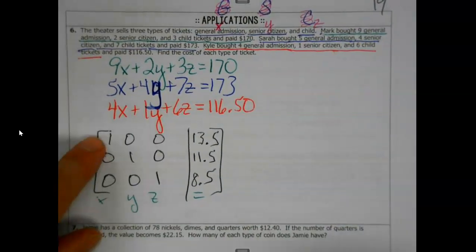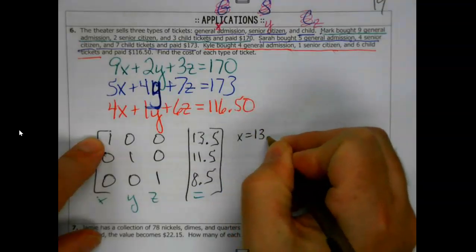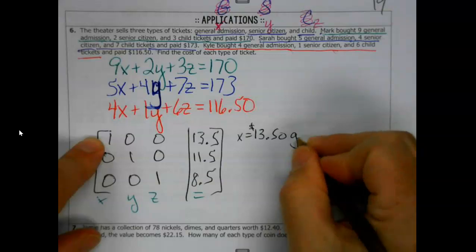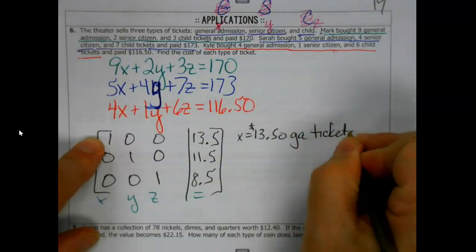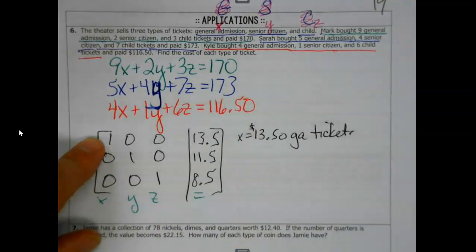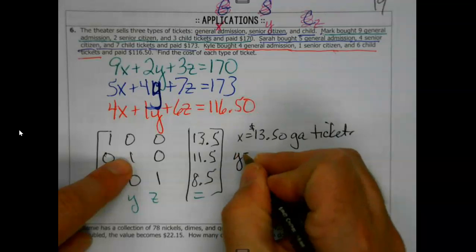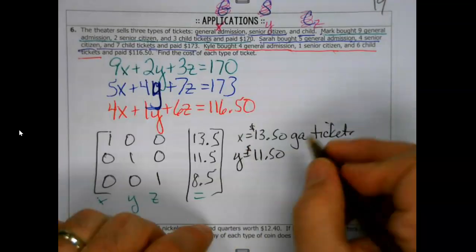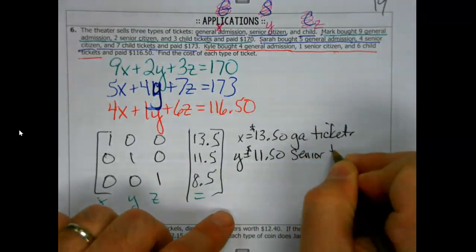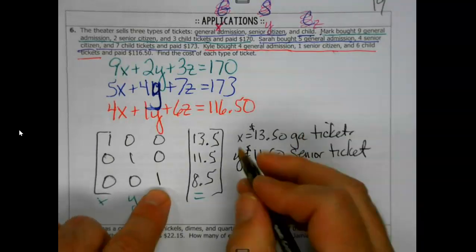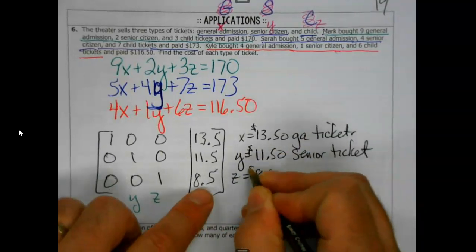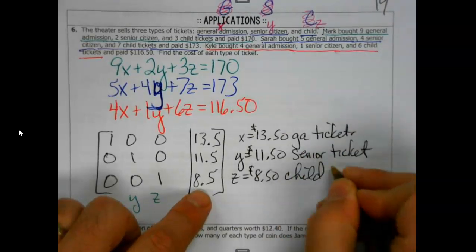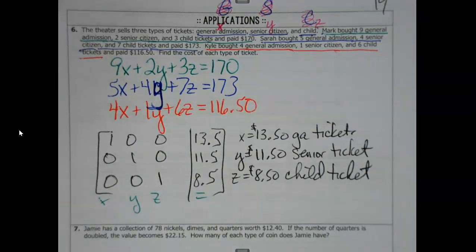Because this time, all right, $13.50 represents the cost of a general admission ticket, because that's my X's. $11.50 is my senior ticket, and my Z is my child ticket. So that is how we're going to roll these.